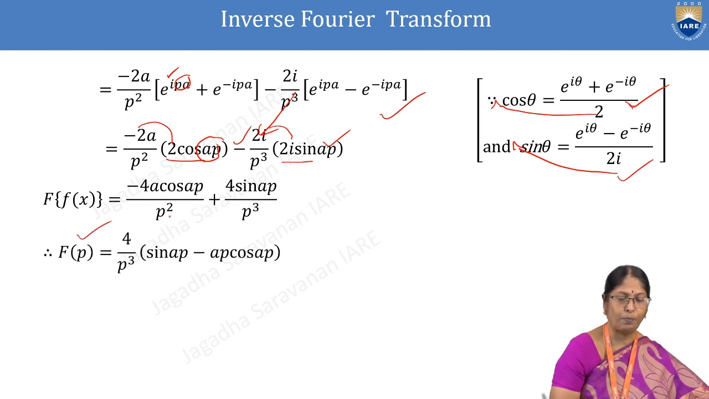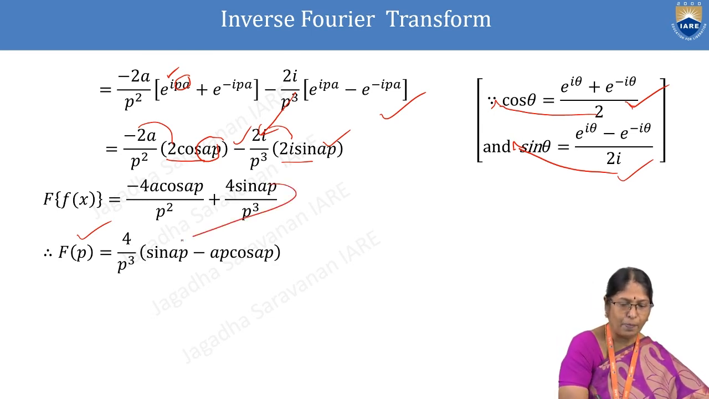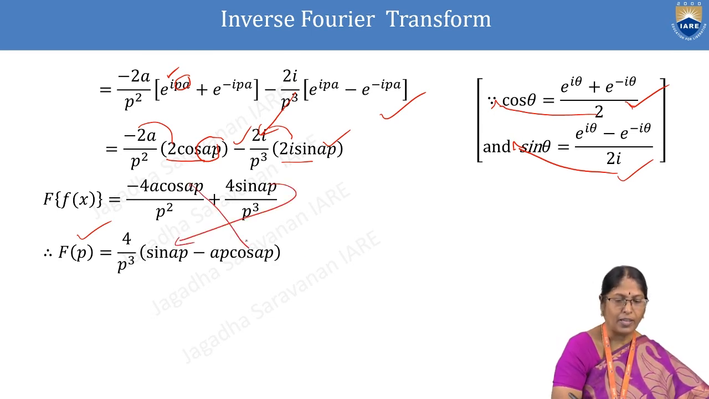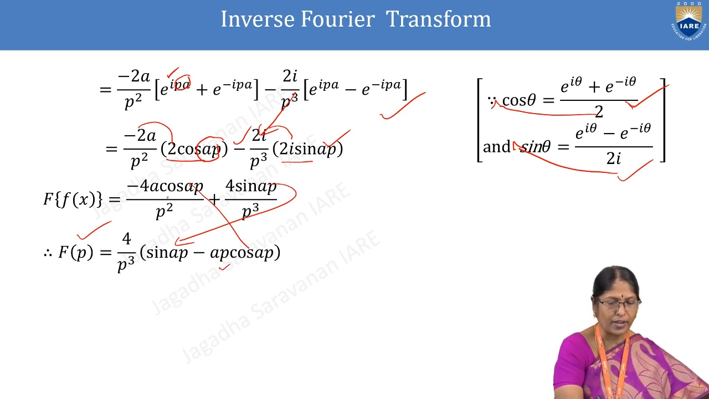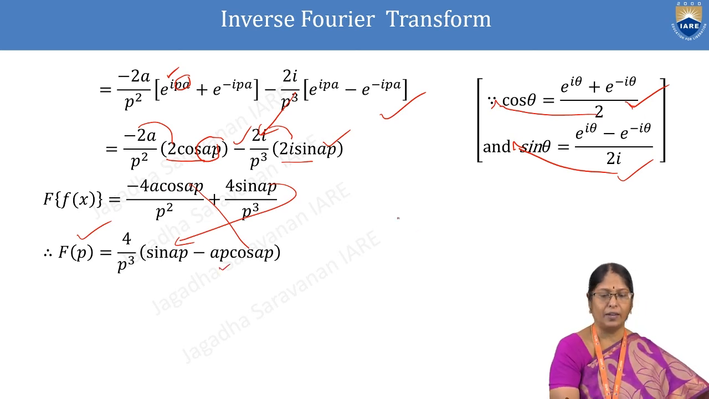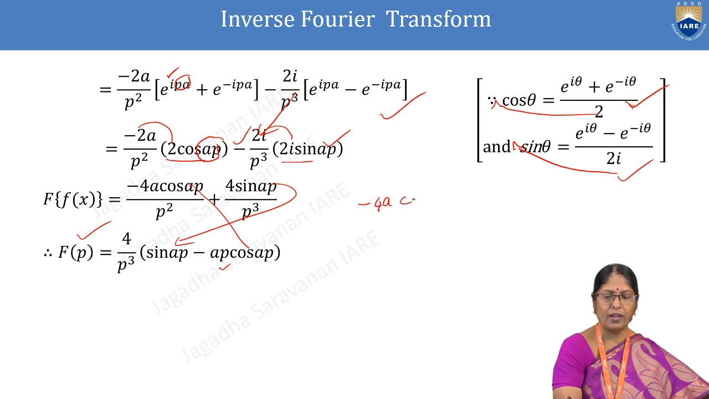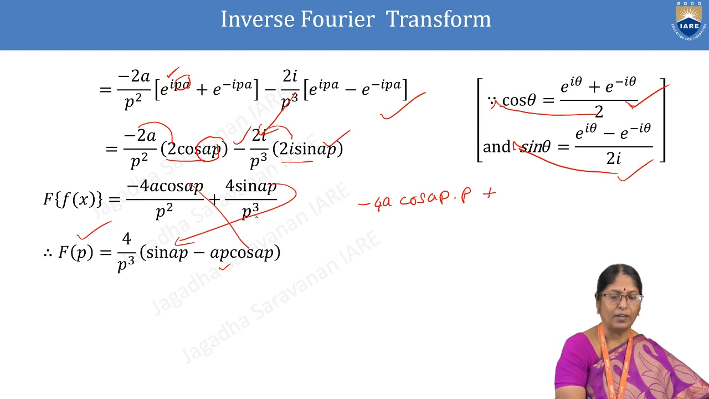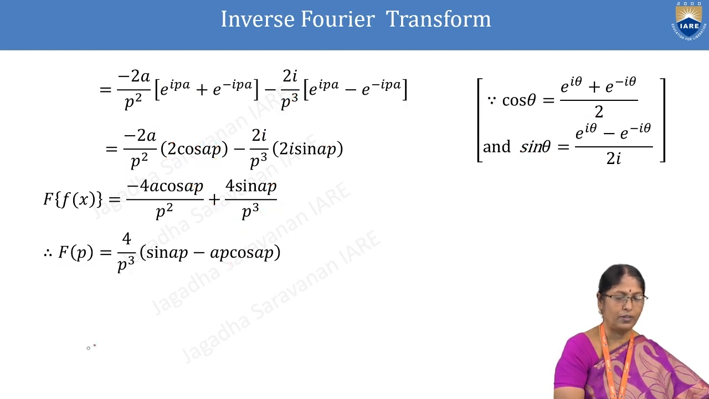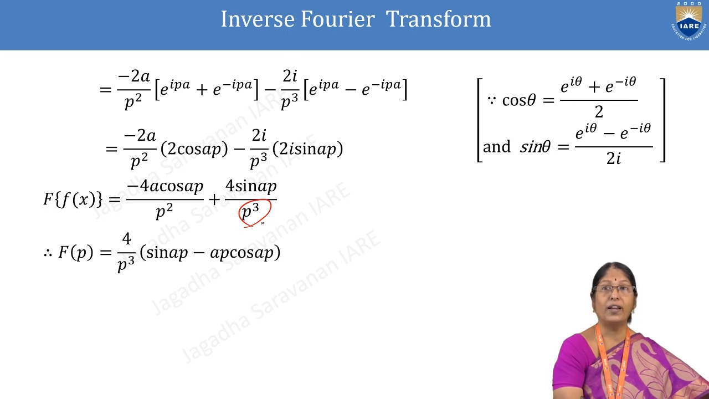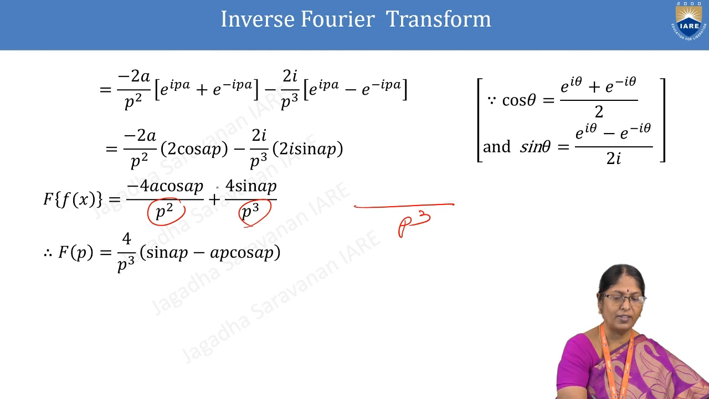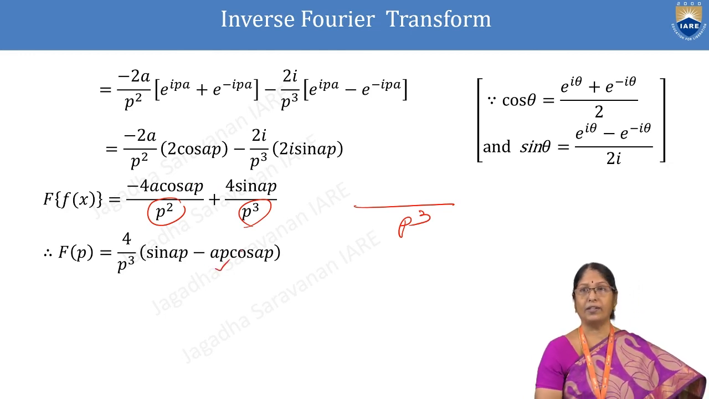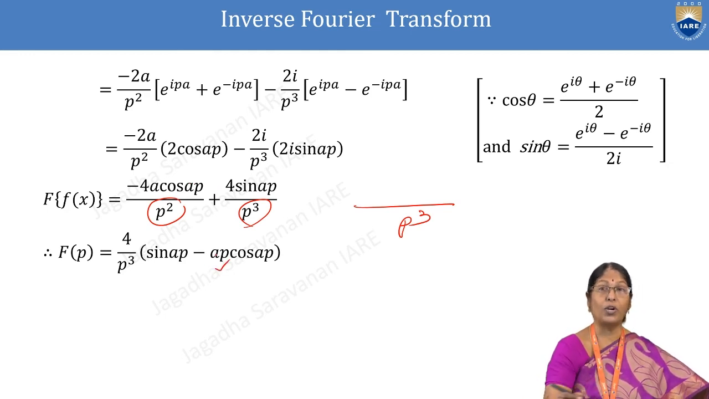So capital F of p equals 4 by p cube, and this sin AP is written here. Here p is not there, so we have taken the LCM, that is minus 4a cos AP into p plus... Here p cube is there, here p square is there. Common we have taken p cube. That is the reason it has become p here. Instead of a, we wrote it AP.